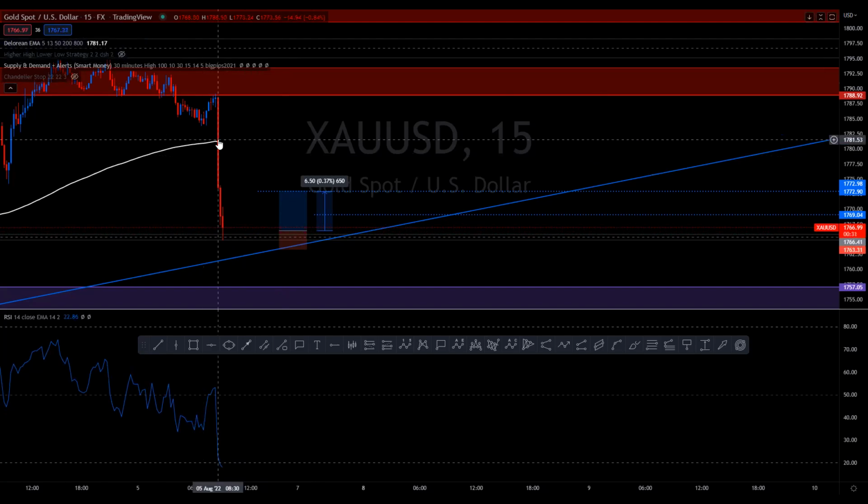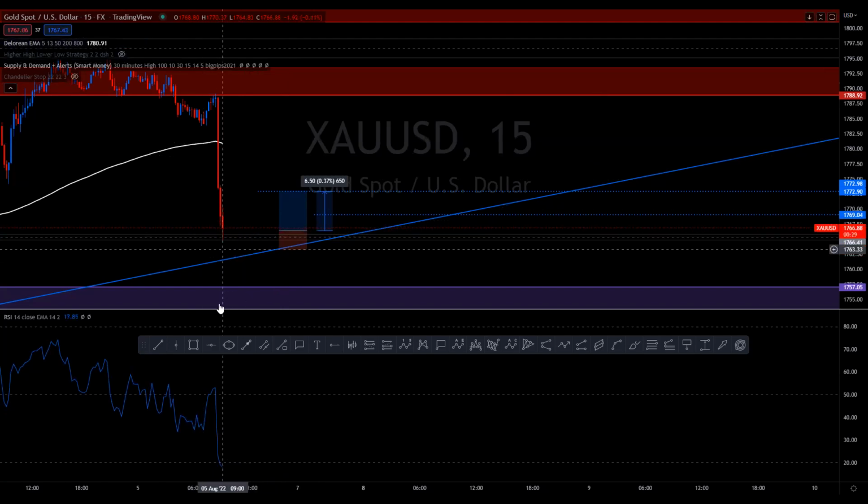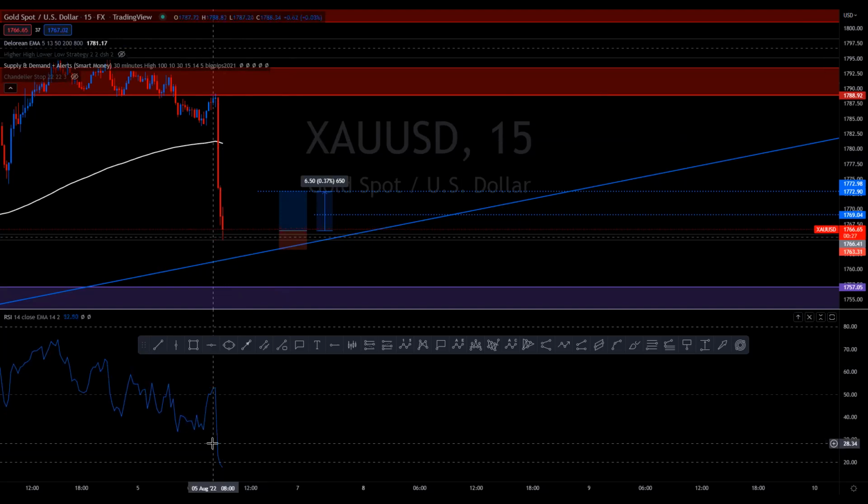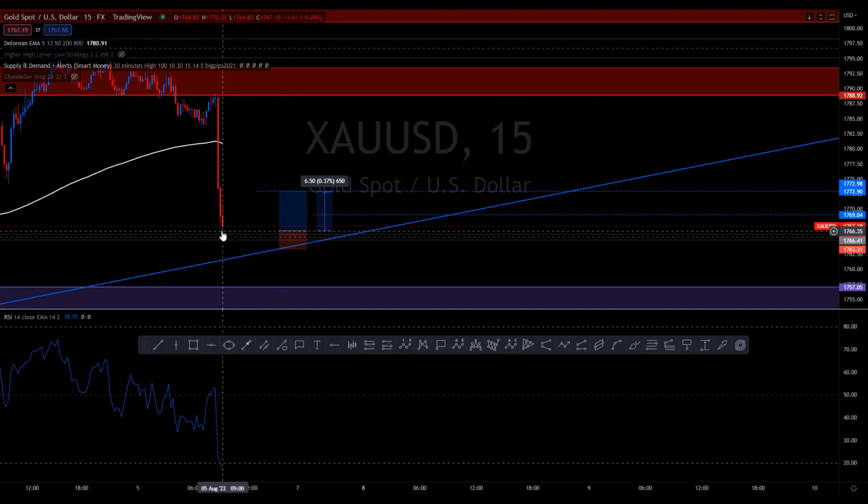So let's see, we are above the 200 EMA, but we're at the very bottom of it. Huge wick. It's letting us know that it's probably trying to buy.